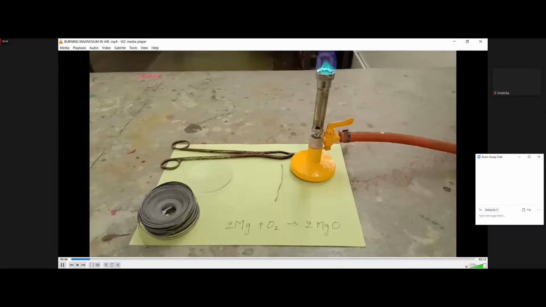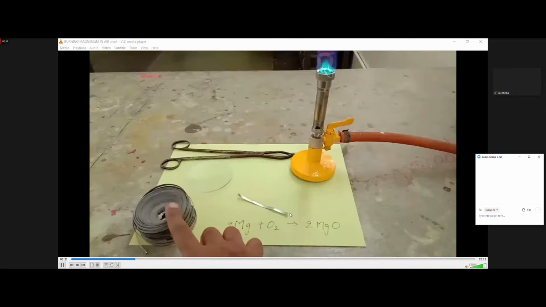So today I'm going to show you the demonstration of a chemical reaction, that is burning of magnesium. Here I have a strip of magnesium cut from the magnesium ribbon. You can see this one is a bit dark, but here it's a bit shiny. Whenever you do any experiments with magnesium, you have to clean the magnesium ribbon first. How do you clean it? You use sandpaper to remove the layer of the oxide.